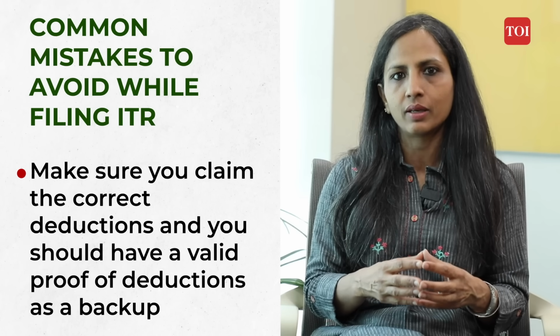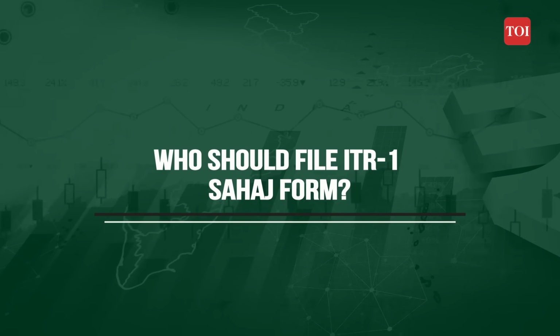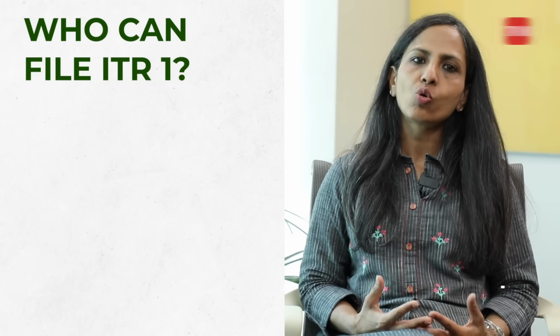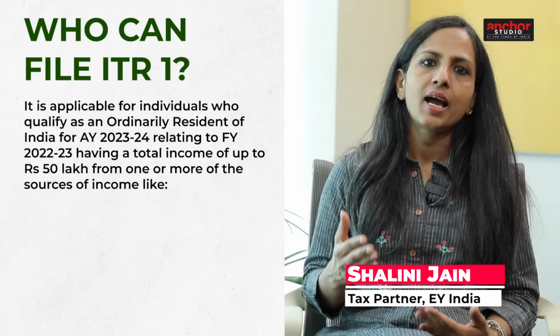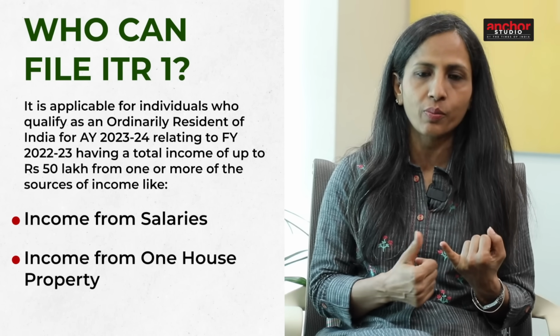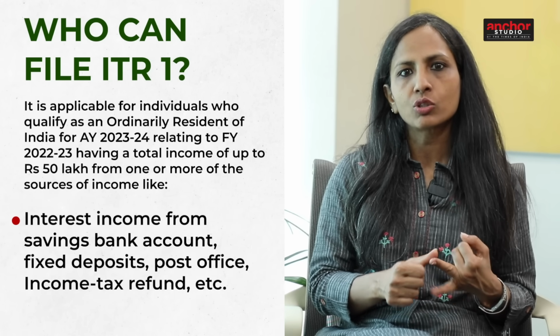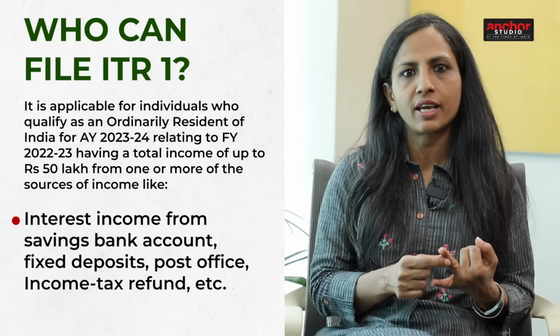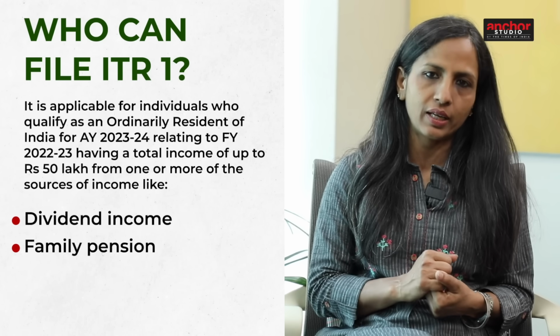So Shalini, it's very important that you get your ITR form right, and most salaried taxpayers actually opt for ITR-1. So who should be filing the ITR-1 Sahaj Form? Any individual who qualifies as an ordinary resident of India and whose income is up to 50 lakh rupees and has income from sources such as income from salary, income from house property, one house property, agricultural income up to 5,000 rupees, income from other sources such as bank interest, FD interest, post office interest, or family pension, that person is required to file ITR-1.